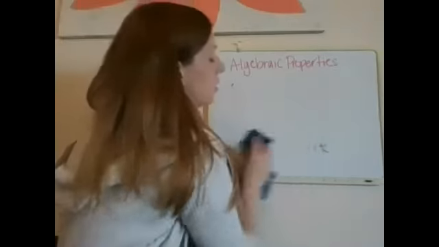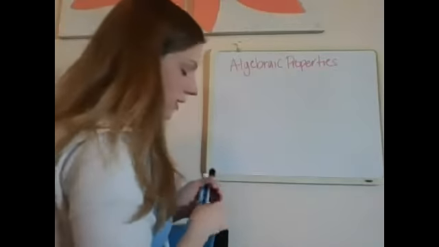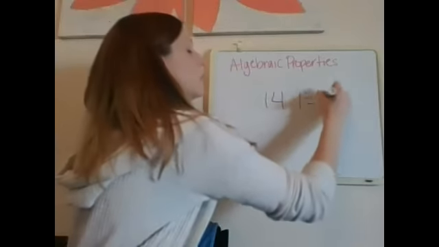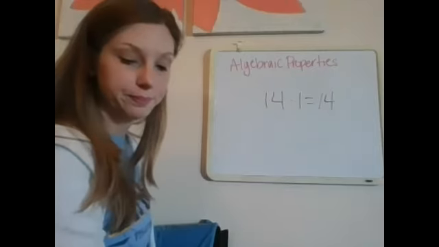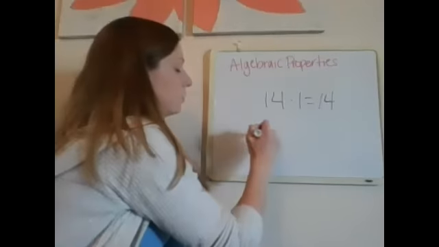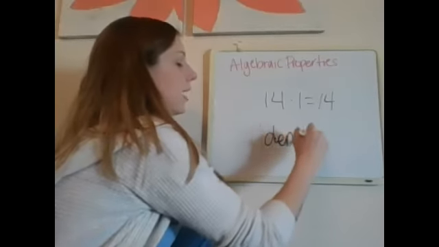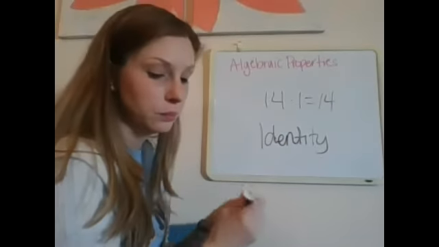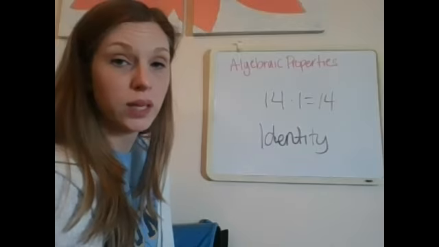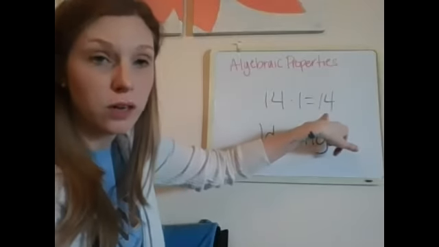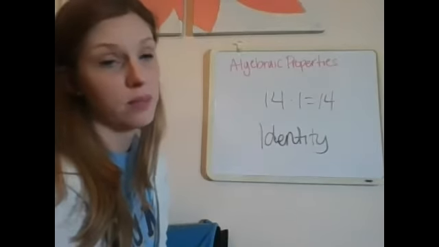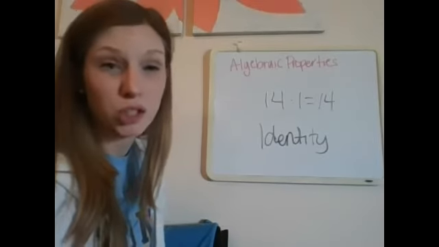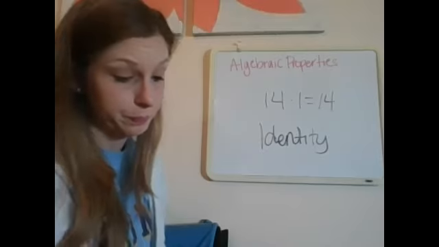Okay, let's do one more. What if I tell you to tell me what property this is? If I give you 14 times 1 equals 14. If you guessed the identity property, you would be correct. This is not the inverse because we got the same thing as we started with rather than getting 1, okay? If our answer is ever 1 or 0, then it's the inverse property. If the answer is what we started with, it's the identity property.